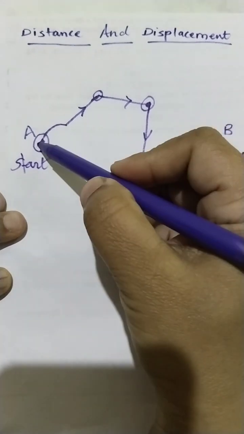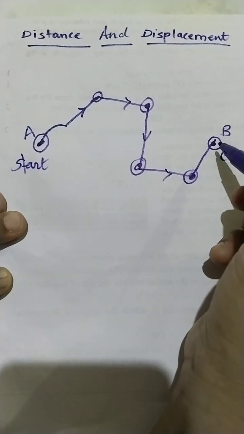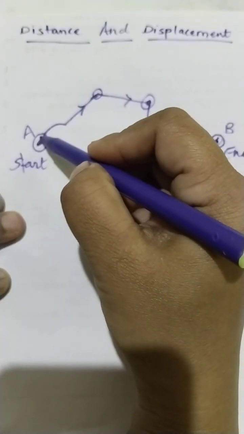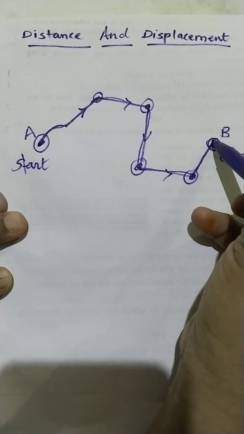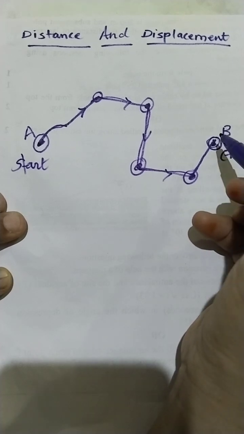So while traveling from start point A, if a person takes different halts and reaches point B, the length of the path that the person has traveled is called the distance. It is irrespective of the direction.